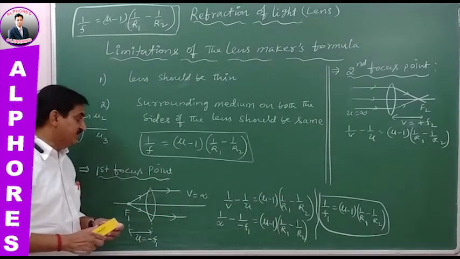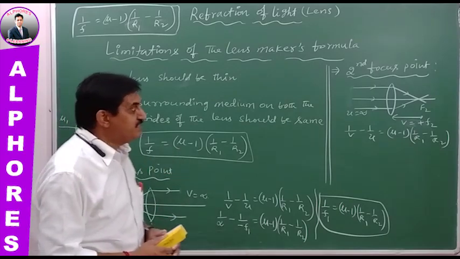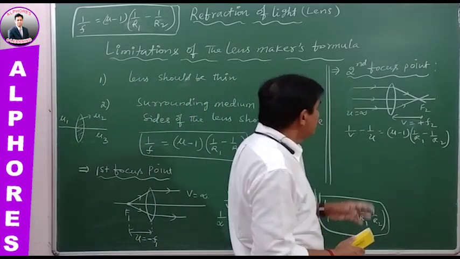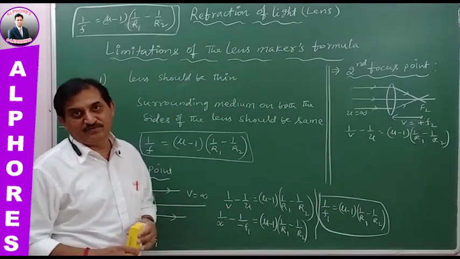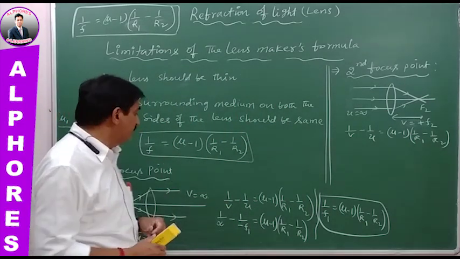And one more point: focus points. There are two focus points for a lens. Whether it is a convex or concave lens, we have two focus points on both sides of the lens.